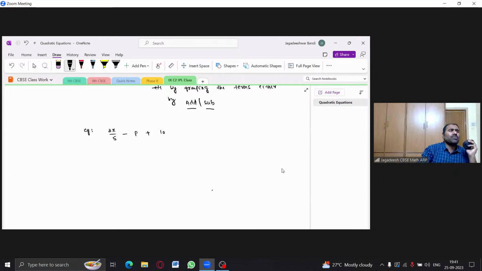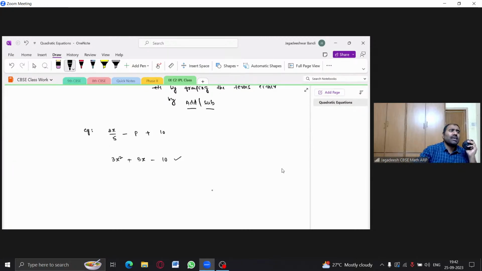Hope you understood, right? So an algebraic expression is formed by grouping the terms either by addition or subtraction. Fine. So let us take one more algebraic expression. 3x square is one term, 5x is one term, and 10 is another term. So I'll add and then I'll subtract. So 3x square plus 5x minus 10 is also one algebraic expression.